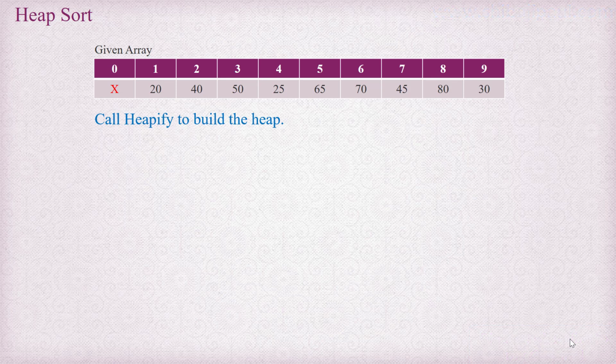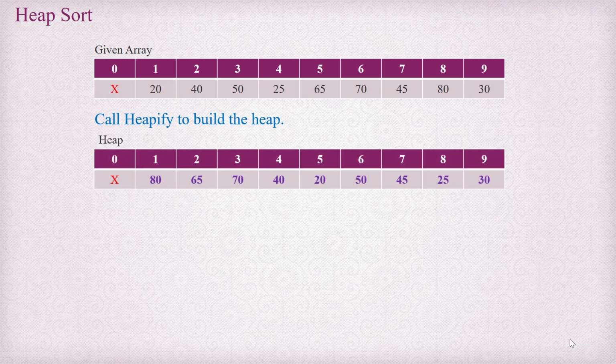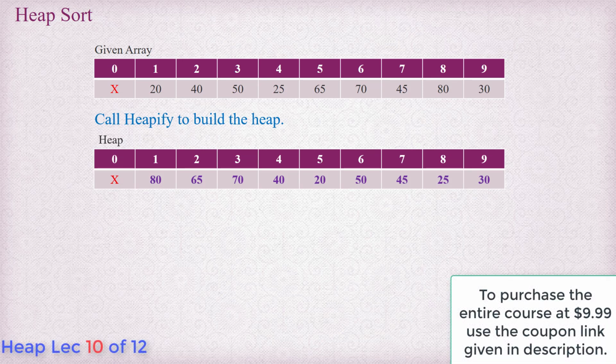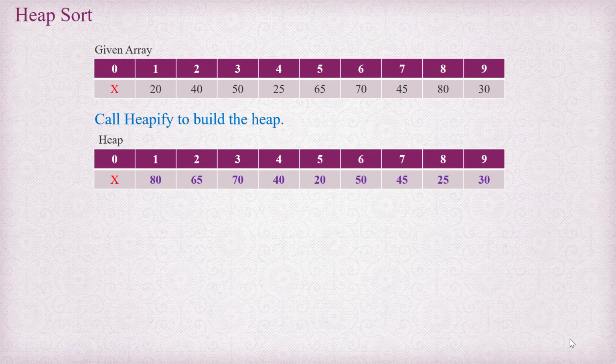The heapify builds the heap for us, and for that it doesn't require any extra space. The heapify is going to build the heap in the same array. I hope you remember that the worst case time complexity for heapify is big O of n, that's linear time. So using heapify, we can build the heap in linear time without any extra space. Now since the heap is built, we can start the heap sort procedure.